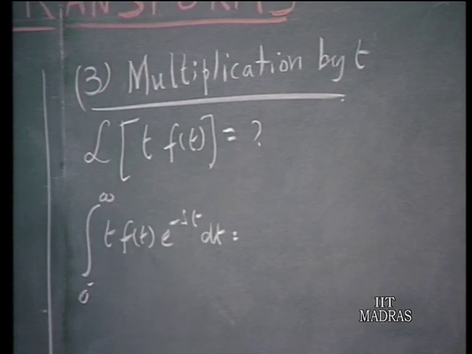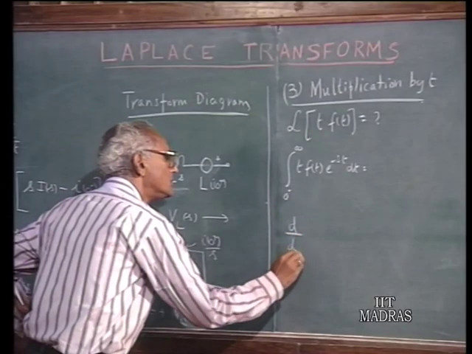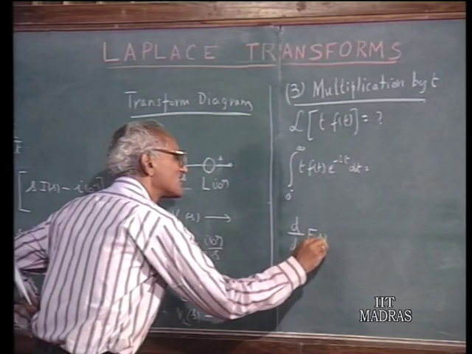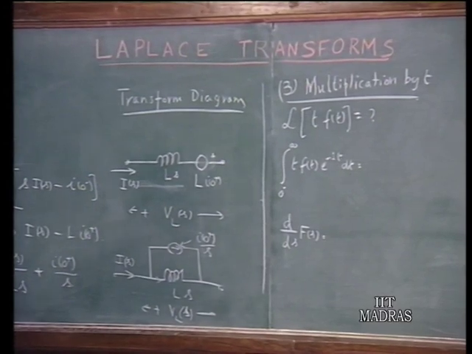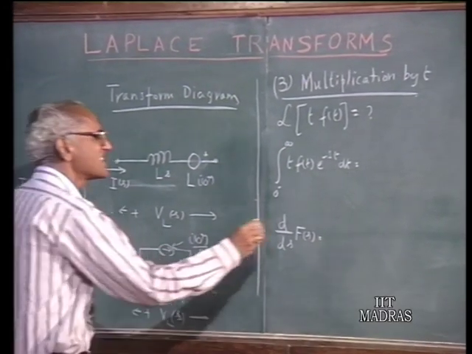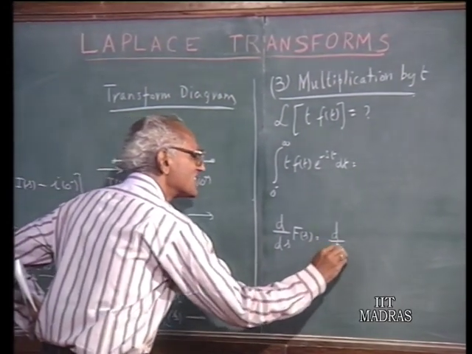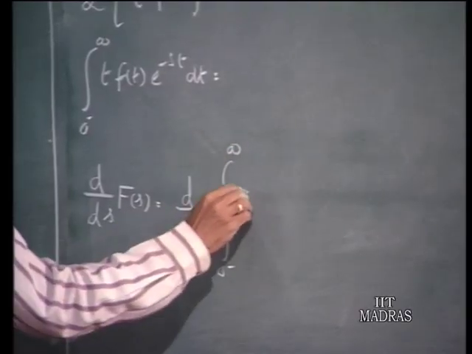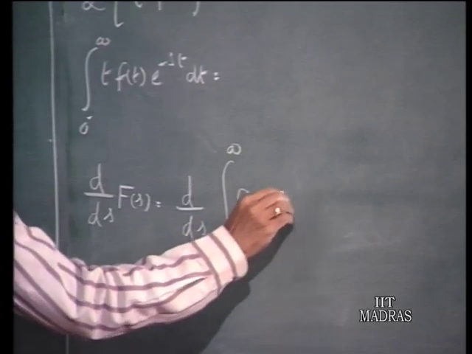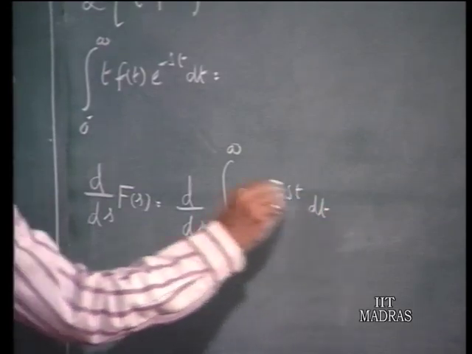Now, to do this, let me take d by ds of F(s). Suppose I want to take the derivative of F(s), which is the Laplace transform of f(t). This is d by ds of the integral from 0 minus to infinity of f(t) e to the power of minus st dt. This is F(s).